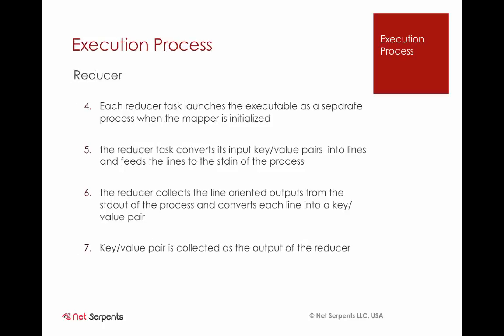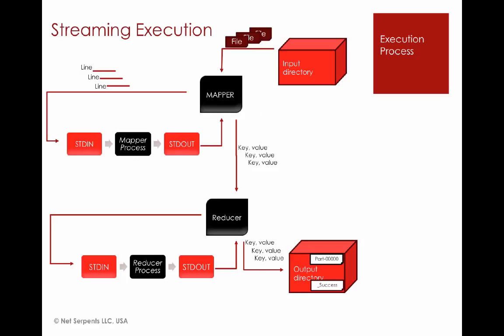Besides the mapper, there's this reducer process. The reducer process works pretty much the same way as the mapper with some differences. Just like the mapper, the reducer also launches an executable process. The executable process will take as input the key value pairs that come out from the mapper, and it will send its own output onto standard output. Basically the standard output is going to be some key value pair again, and the key value pair is then pushed into an output folder.